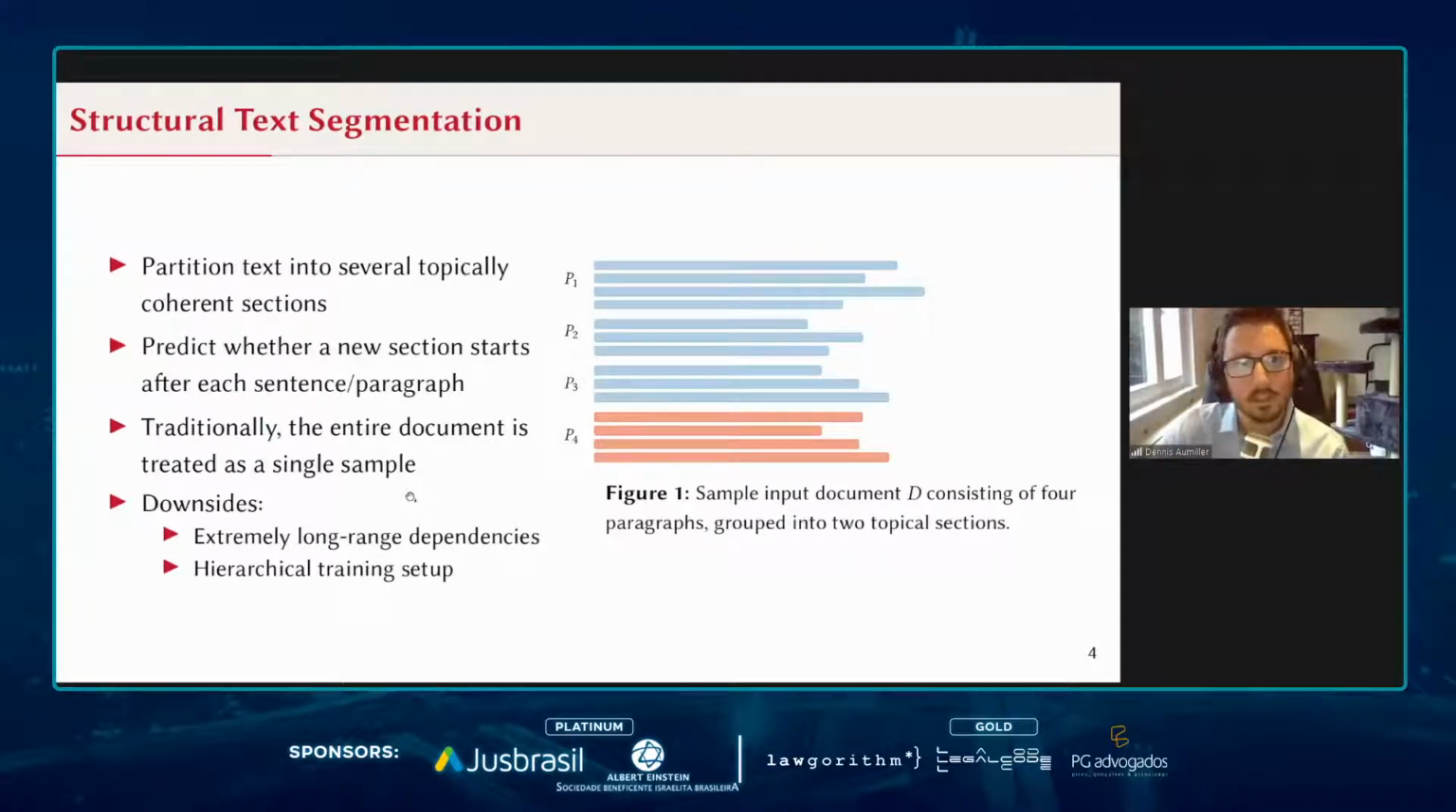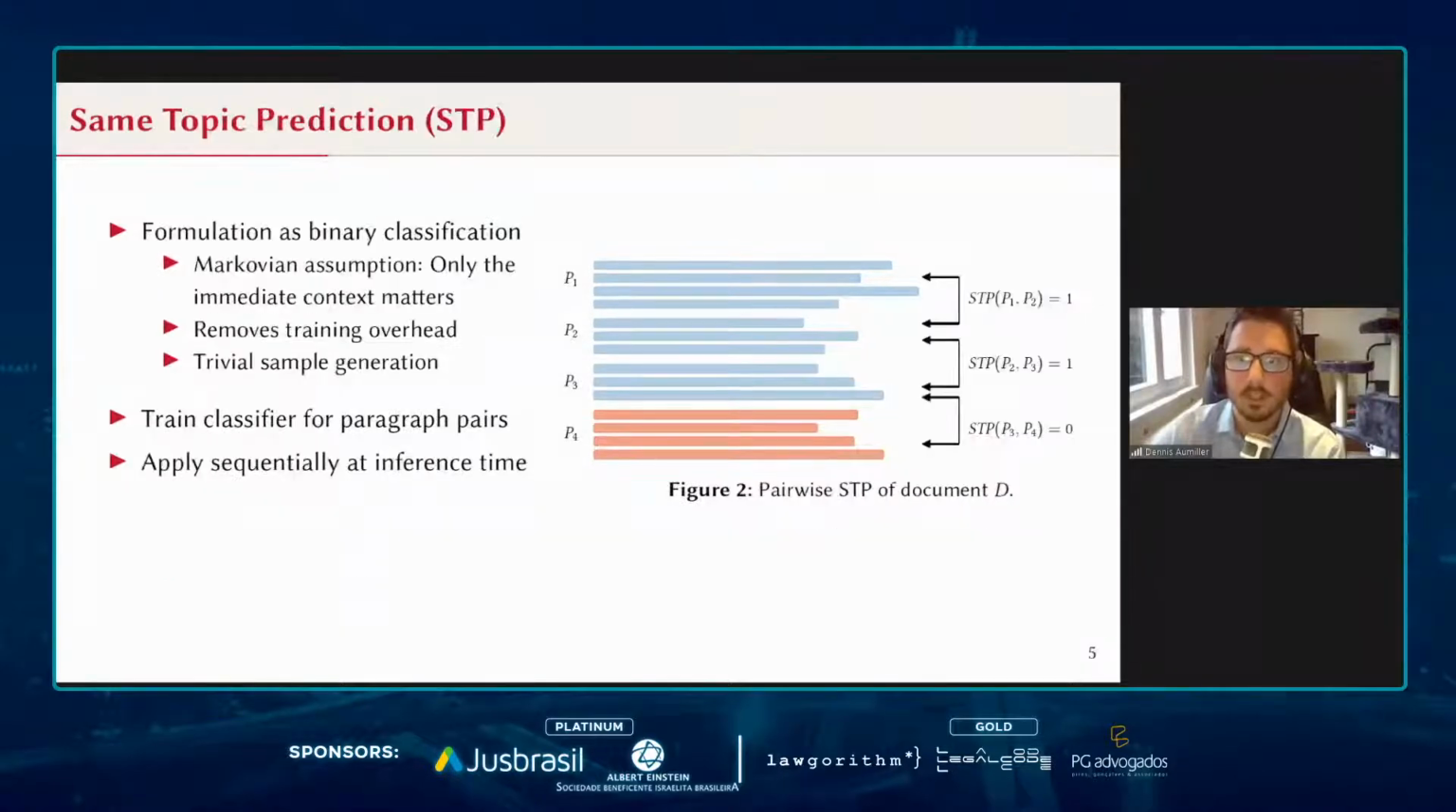Another downside, again mentioned, was the hierarchical training setup. To deal with the embeddings of single paragraphs and then predict over those paragraph embeddings, you usually require very convoluted architectures that were used in related work, which we try to abstract away here. So this is our rephrasing of the segmentation as a binary prediction problem called same topic prediction.